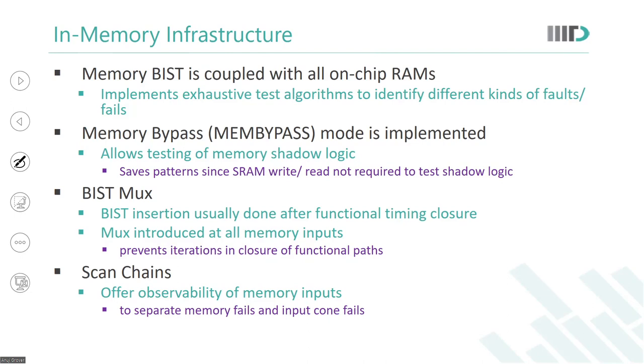Now suppose BIST gave a good green, but now there is a failure somewhere. The logic BIST said the combinational logic is fine. Memory BIST said memory is fine. Memory is working fine. But there is a failure when everything starts to function together. Why could it happen? At the interface, something went wrong. What could go wrong at the interface?